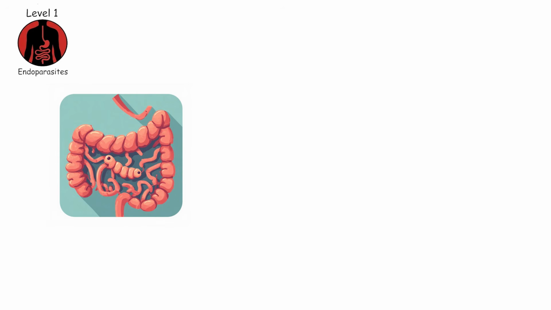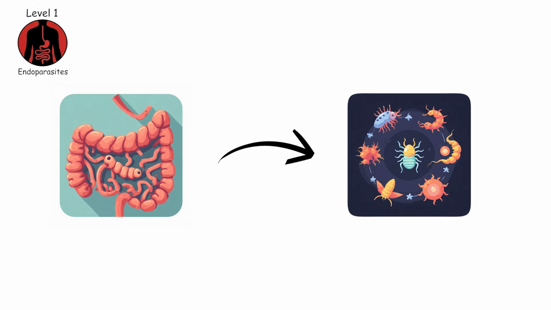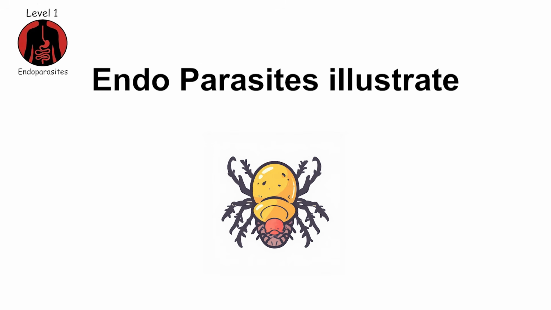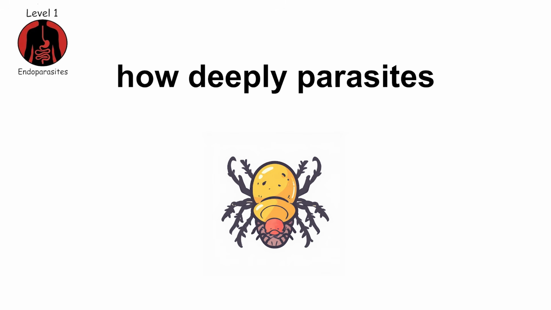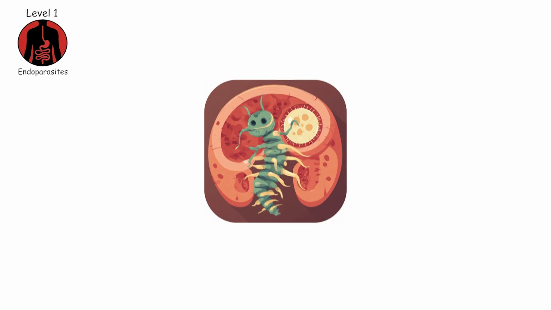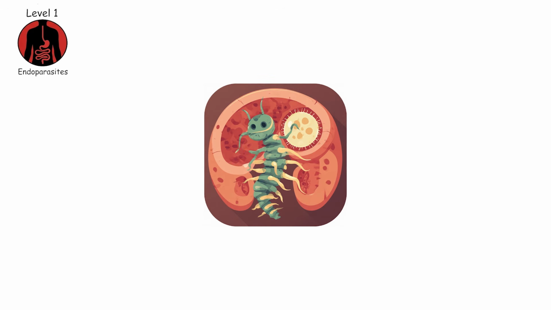Because endoparasites live inside the body, they often have complex life cycles that involve multiple stages and sometimes multiple hosts. A parasite may begin its life in one host, then spread to another species before reaching its final host where it reproduces. Endoparasites illustrate how deeply parasites can integrate themselves into the biology of their hosts, often evolving specialized adaptations that allow them to survive inside living organisms.